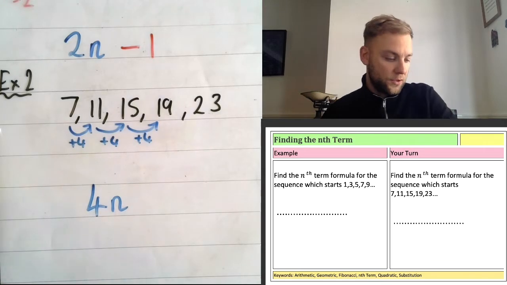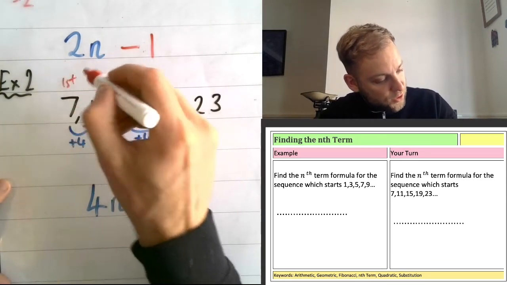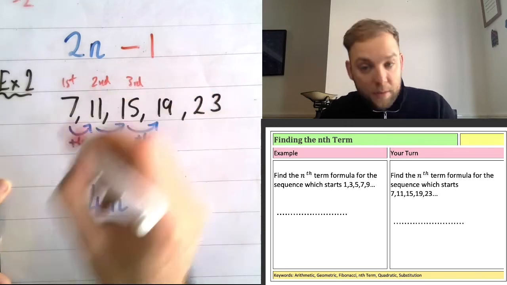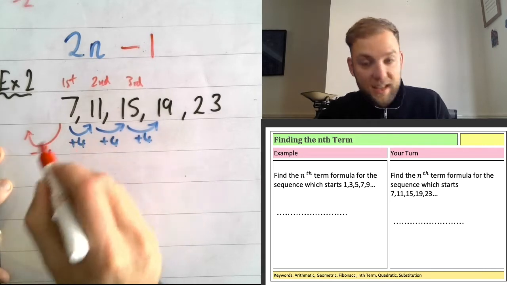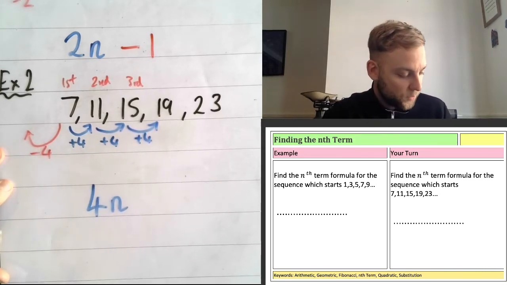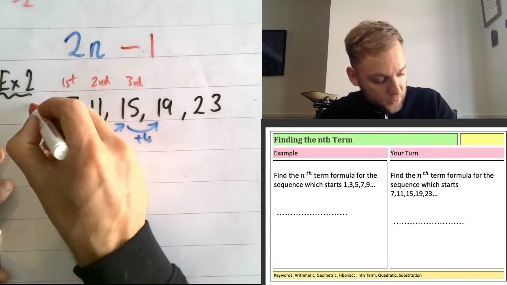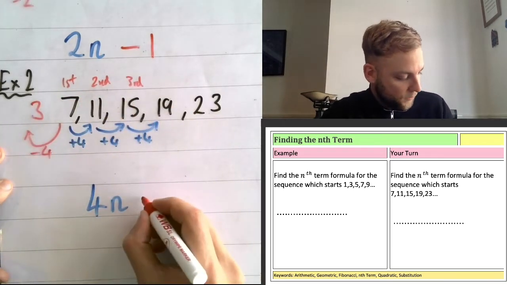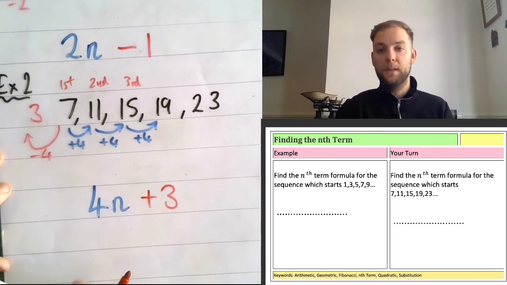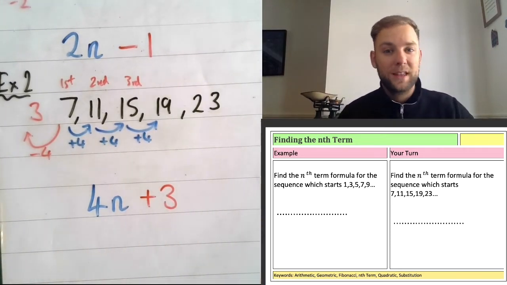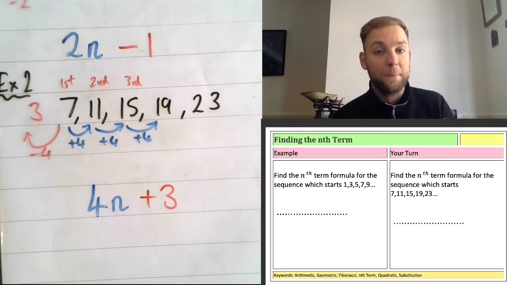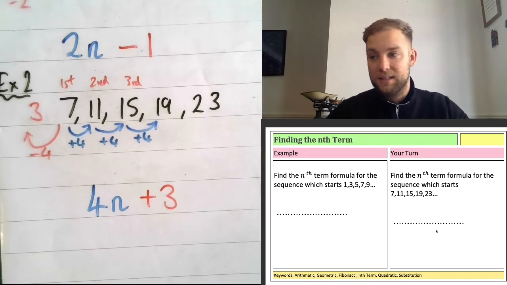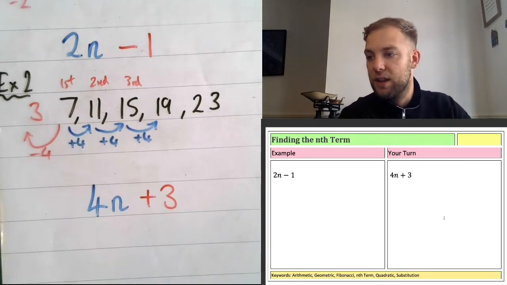And then I find my 0th term. So we know that this is our first term, second term, third term, but we're going to work backwards to find our 0th term. We do that by doing the opposite of this, which is minus 4. So 7 minus 4 is 3. It's positive 3, so it's going to be 4n plus 3. Super. Brilliant. Now, this is one of those things that always seems so easy when you're first taught it, but it's all about remembering how to do it, which is why practicing is so important with these. So let's just check those answers. 2n minus 1 and 4n plus 3.